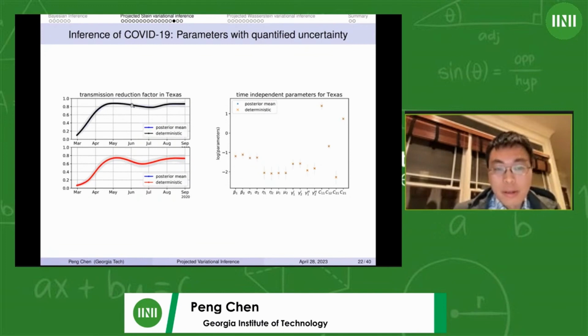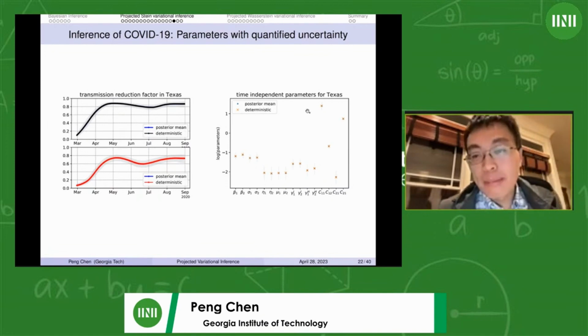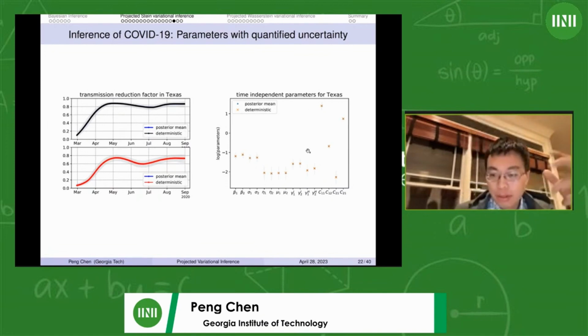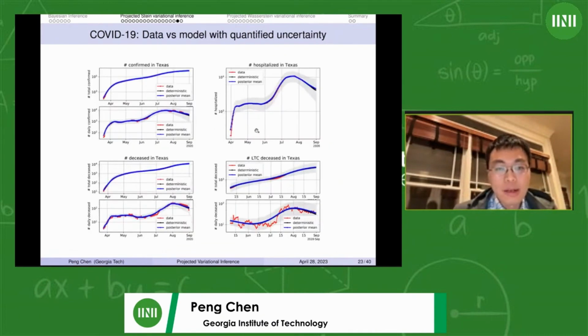So this is the time-dependent parameter of the transmission reduction factor, this alpha t, and here we learned this parameter inside and outside long-term care facilities. As you can see, at a certain time there is a significant increase of this transmission factor, and we also have quantified uncertainty here. So we have also learned all these other time-independent parameters too. There is a certain uncertainty range for them.